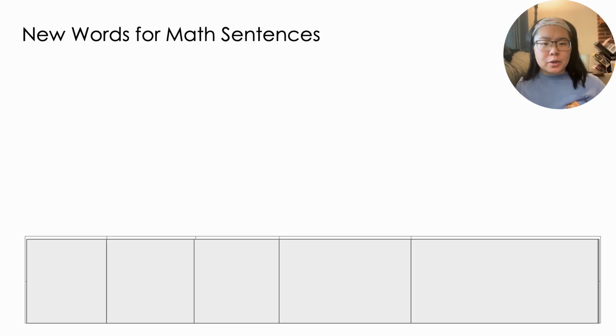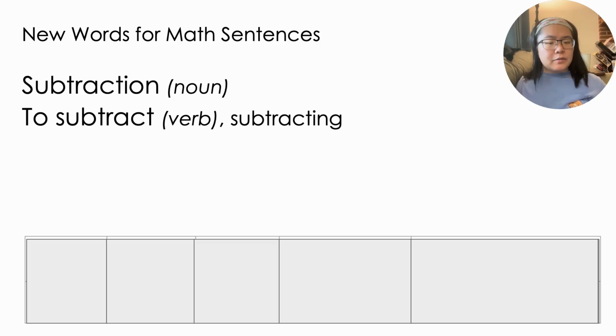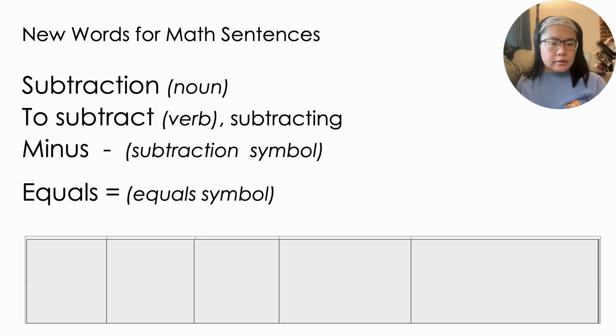Okay, so some new words for subtraction sentences. Our noun, subtraction. Let's learn subtraction. So, verb to subtract. We are subtracting today. Past tense, subtracted. The symbol for subtraction is a hyphen. You can also say the word minus. Then you should be familiar with the equal symbol.